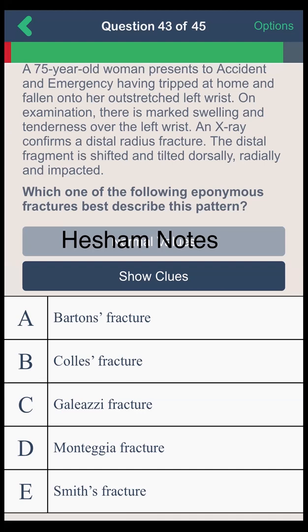Yes, excellent. This is a simple description of Colles fracture. Distal radius is displaced dorsally. Perfect description, an elderly female also. It will not be easy like that in the exam. I think it will be more difficult. Okay, another one.